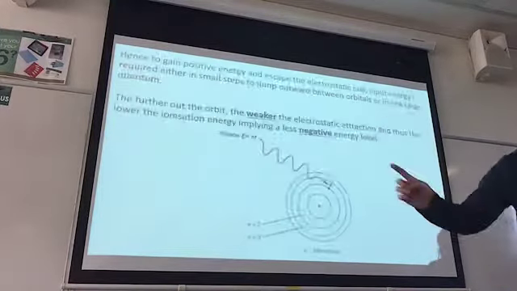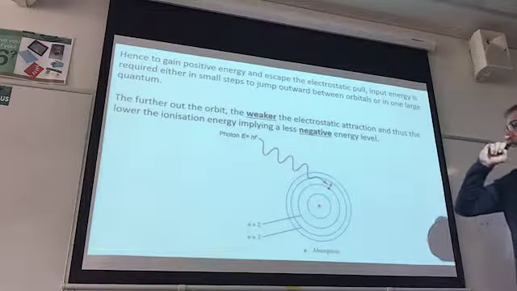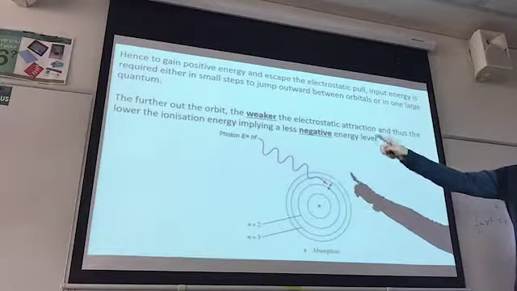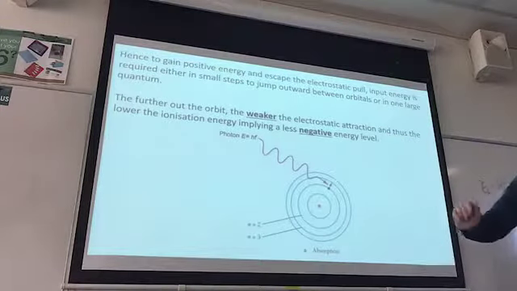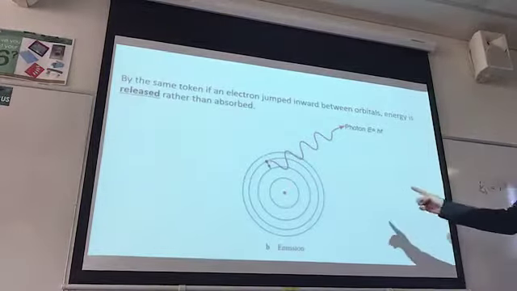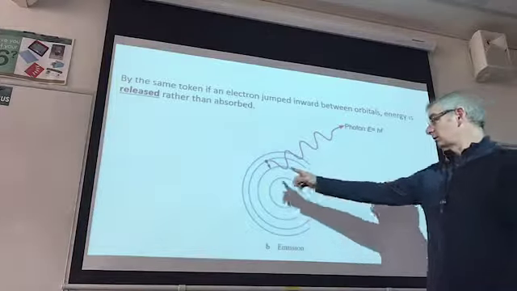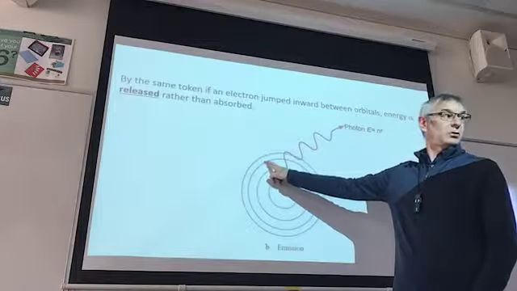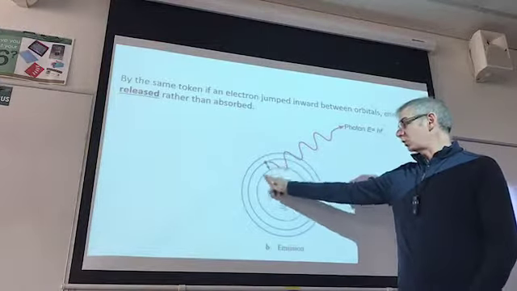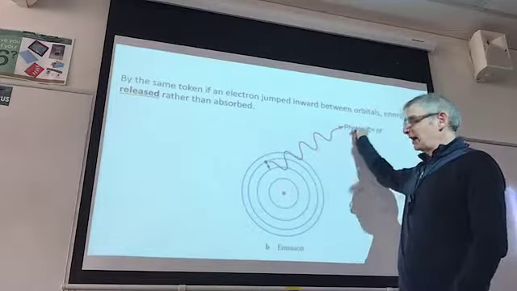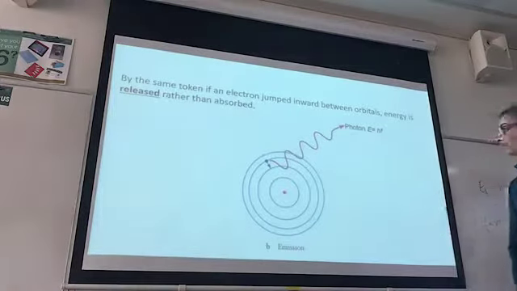So the idea back here is that our photons are being absorbed, which is how we get our absorption spectra. This one here is the energy being released, which is how we get our emission spectra, which is when we have an electron on this energy level and it drops down here. It doesn't require as much energy to stay in here, and that energy is released as a photon.